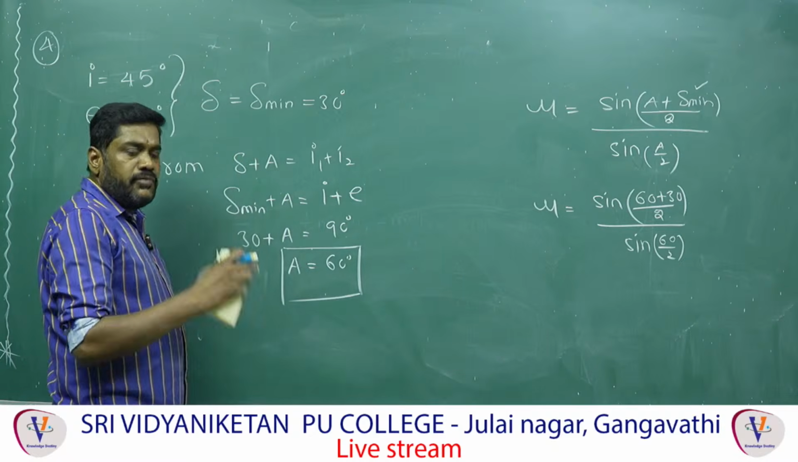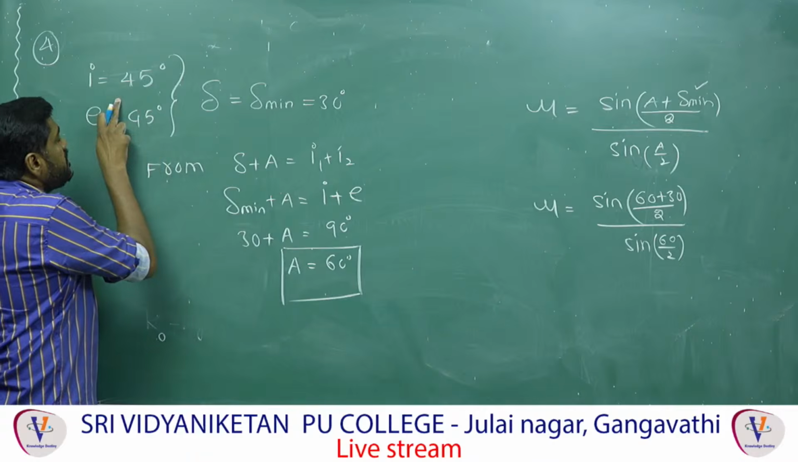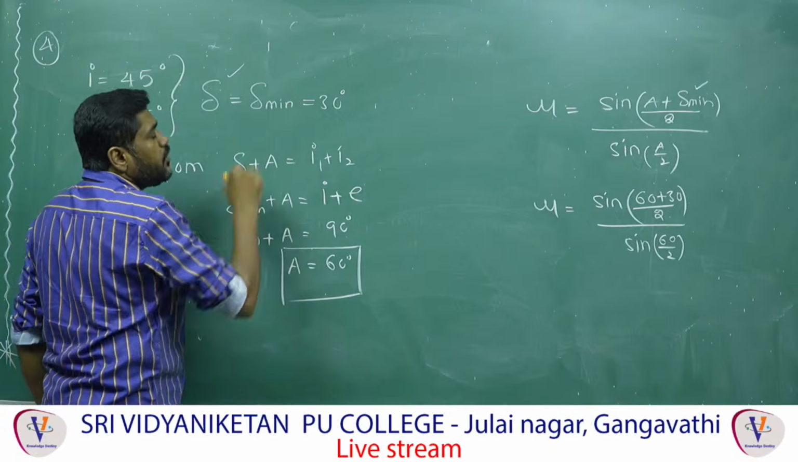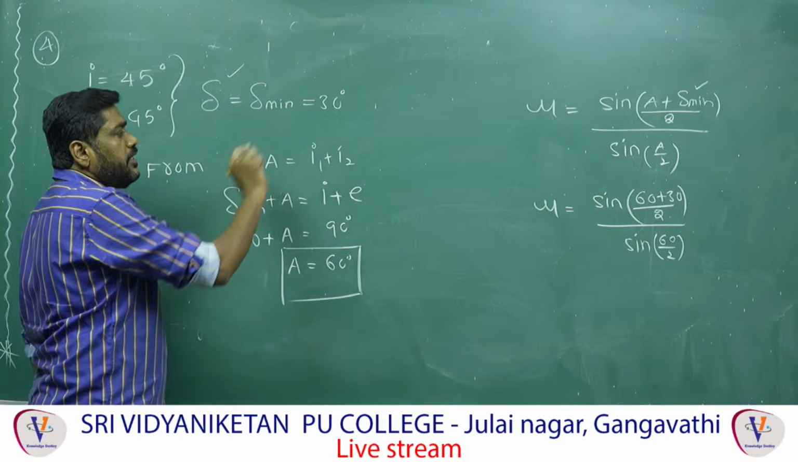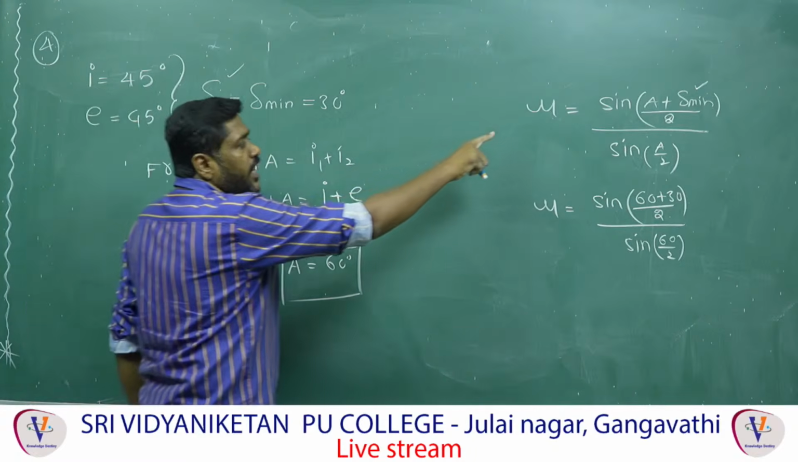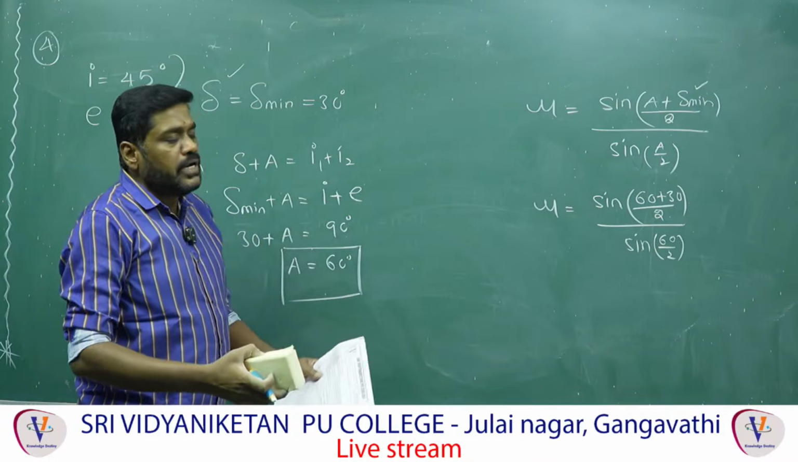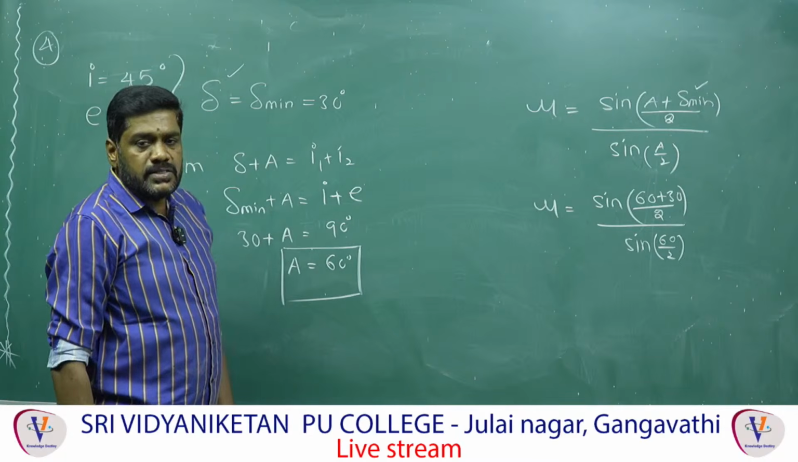Here we clearly have to understand that when the angle of incidence is equal to the angle of emergence, we can confirm the angle of deviation is at its minimum value, that is 30 degrees. Under minimum deviation, the refractive index of the prism is given by mu is equal to sine of (A plus delta minimum) by 2, divided by sine A by 2.